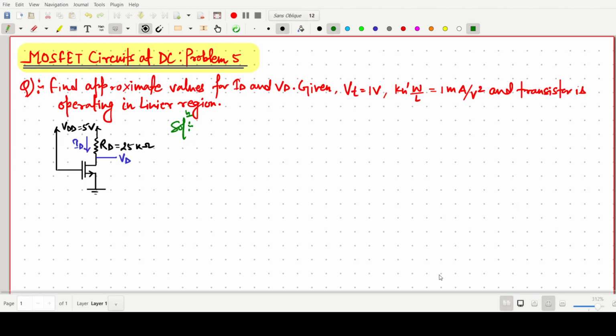Welcome everyone. In this video lecture, we will solve a MOSFET based problem. The problem is to find the approximate value of ID and VD. We have to find the value of the drain current ID and the voltage across the drain. This one is the drain, and the circuit is operating in the linear region.